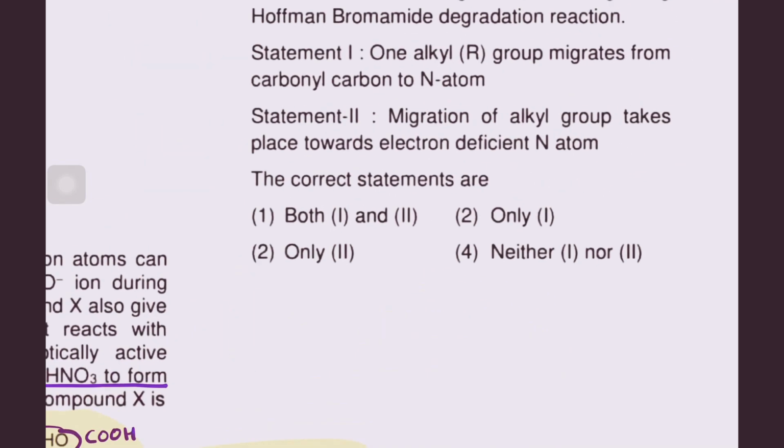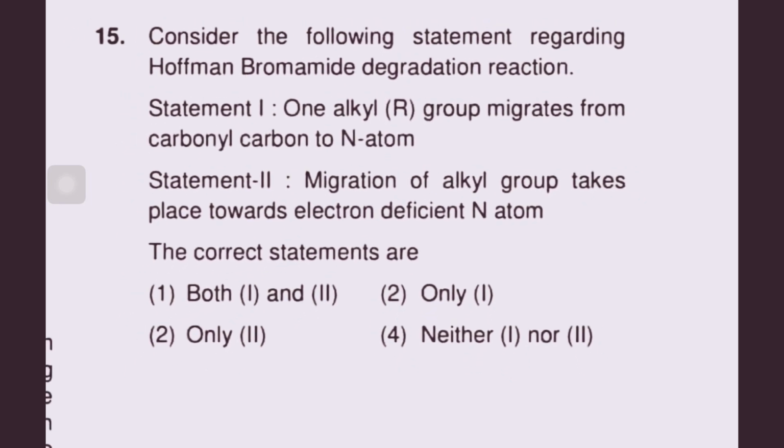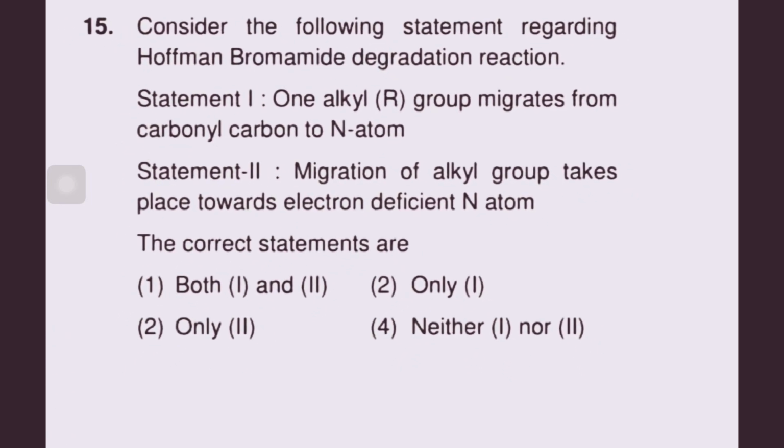Let's see the next one. 15. Consider the following statements regarding the Hofmann bromamide degradation reaction. Statement 1: one alkyl group migrates from the carbonyl carbon to the nitrogen atom. This is true, that is in the rate determining step of the Hofmann bromamide degradation reaction. Next, migration of the alkyl group takes place towards the electron deficient nitrogen. So that is also true.